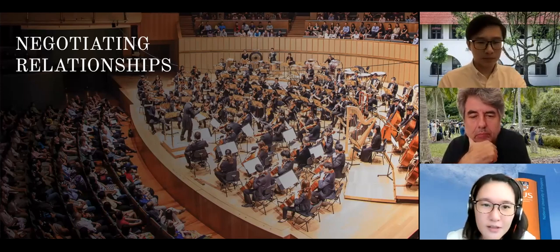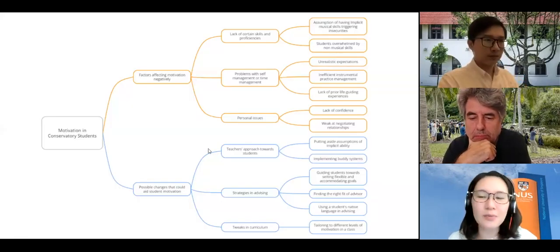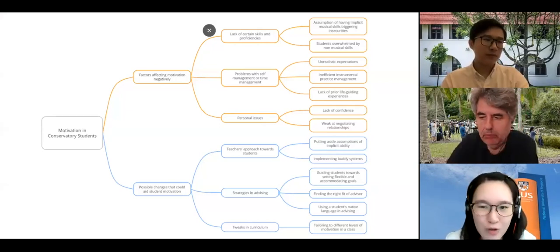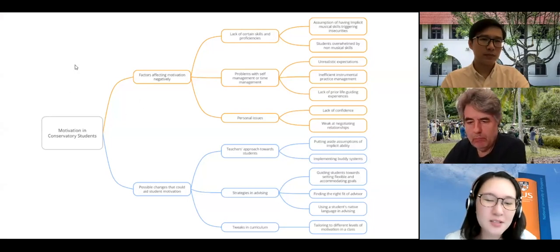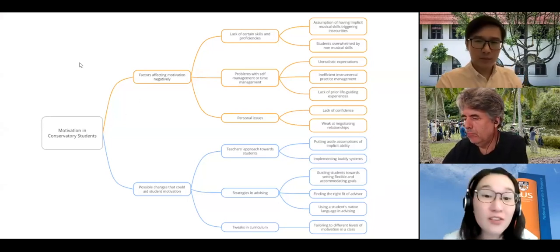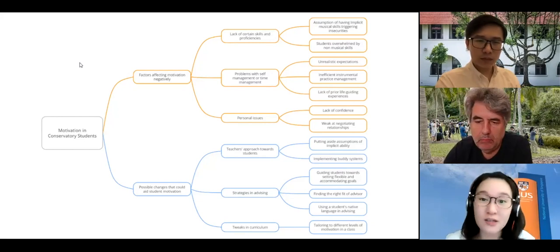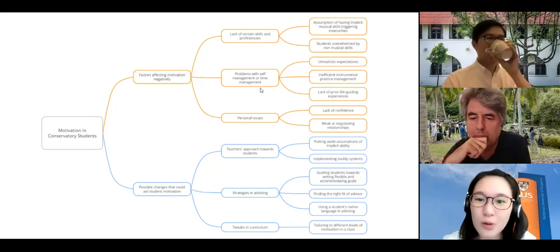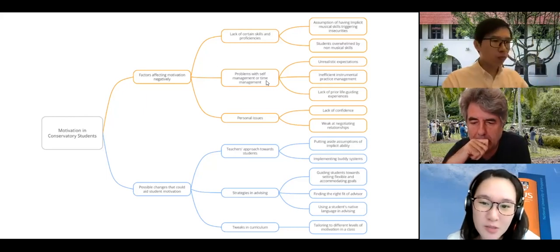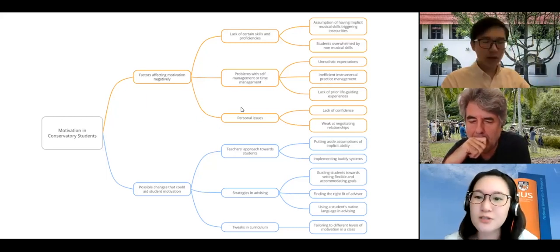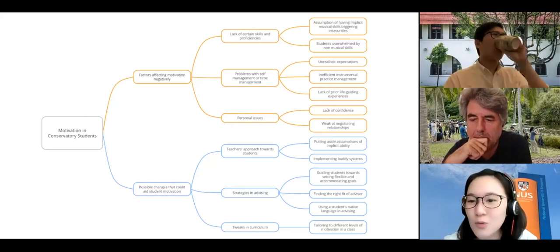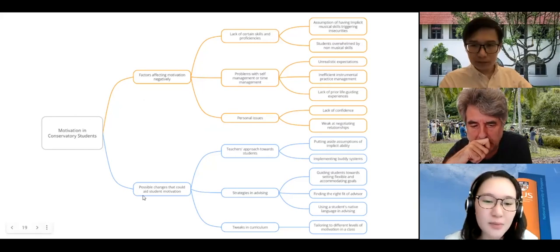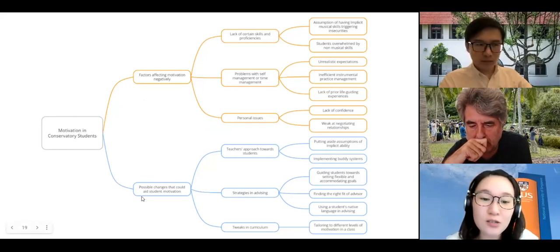Thank you, Zhangyi. And so, to sum up, you will see in this mind map here, everything in orange is what we've talked about. It's about the factors that have affected student motivation. So just to sum up, there was a lack of certain skills and proficiencies. There were problems with self-management or time management, and there were personal issues, which subdivided into smaller points that we covered just now.